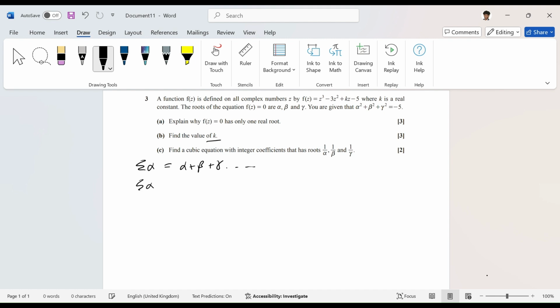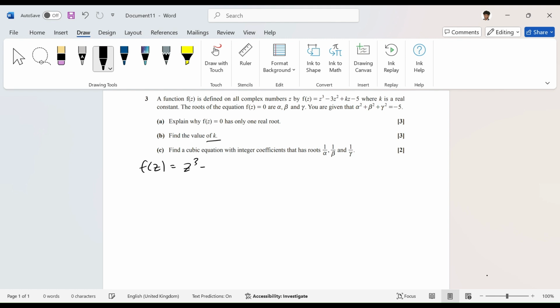Then if I say sum of alpha betas, that means alpha beta plus alpha gamma plus beta gamma, and so forth. And if I do sum of alpha beta gamma, that literally just means alpha beta gamma. So those are the terms I'm going to be using. It's just shorthand so that it's quicker for me to write down. So that's that first part done. And you can use this shorthand notation in your exam, as the examiners will know what it means.